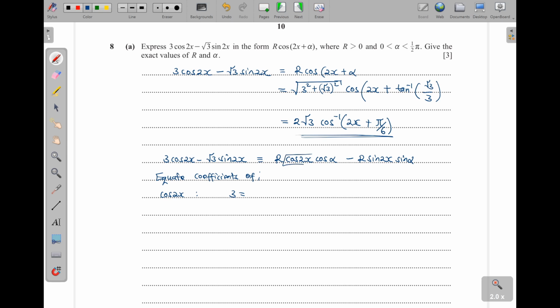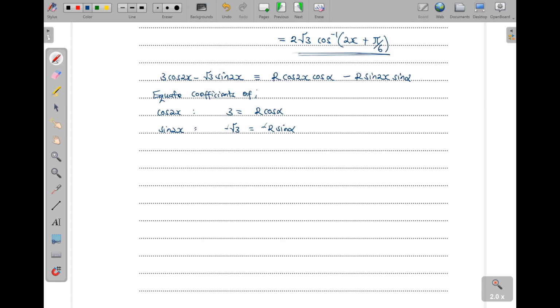Then you cover this cos 2x here. You are going to get r cosine of alpha. So that one is going to be the coefficient of the cos 2x. So r cos alpha. And then for sine 2x, this one here is giving us negative root 3. And then this way, cover this one here, it is negative r sine alpha, okay? Negative r sine alpha. So do you see that the negative cancels?